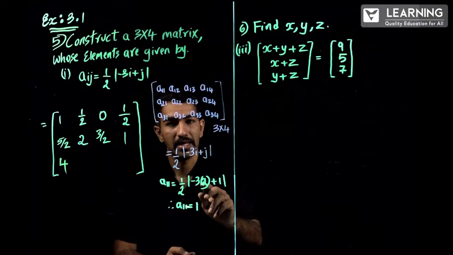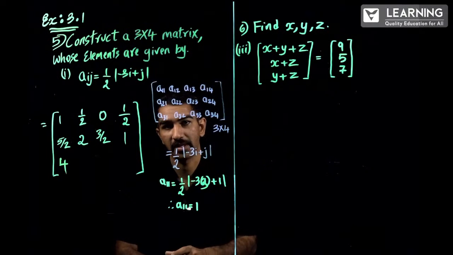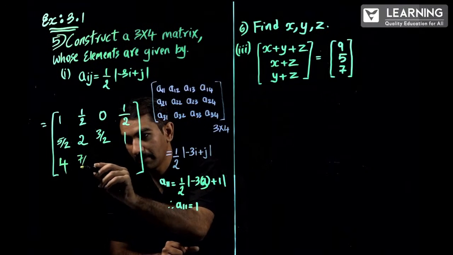Next, minus 9 plus 2. So that will be minus 7. Mod of minus 7 is plus 7. So it will be 7 by 2.